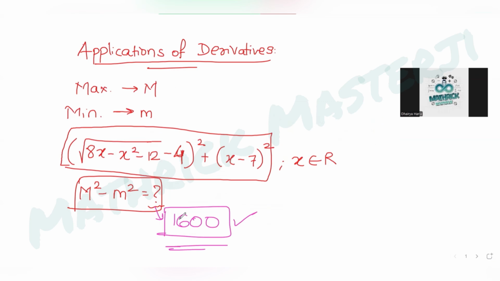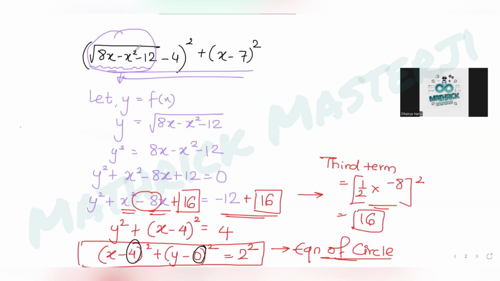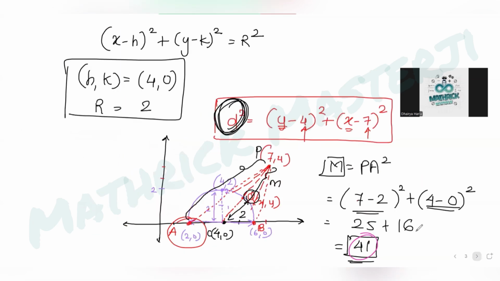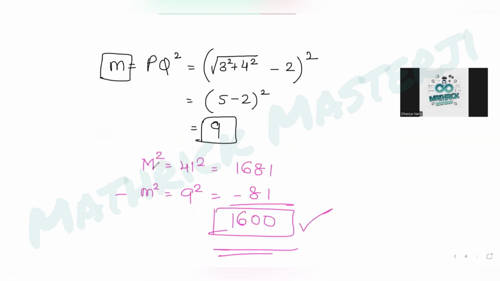I hope you have understood how to solve this type of question, which deals with finding the maximum and minimum values of a given function. We substituted this part of the function as y, which gave me the equation of a circle. Analyzing that, I put y in the function, and that is nothing but the square of the distance. Then I found the maximum distance and the minimum distance and squared them. That gave me capital M and small m. Once I got that, I squared them and subtracted them, so I got the answer as 1600.